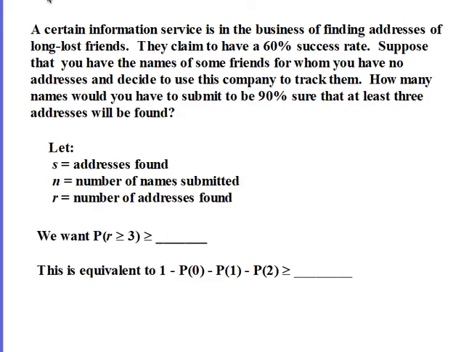Okay, so here's the scenario. A certain information service is in the business of finding addresses of long-lost friends. It claims to have a 60% success rate. So what that's going to tell me is that the probability of successfully finding a lost friend on each friend is a 60% chance. That's going to be the column that I'm looking at in my table.